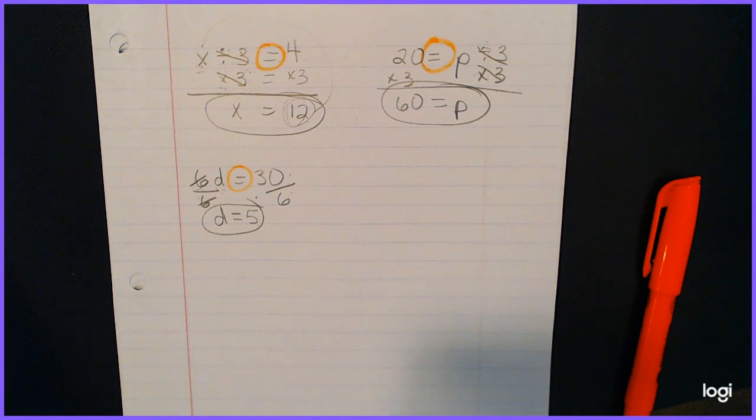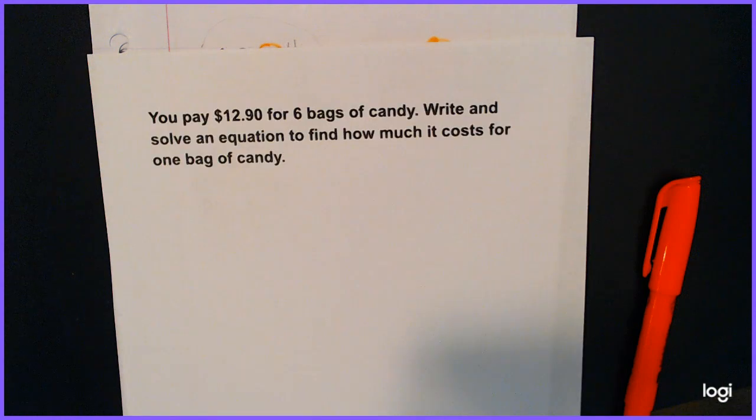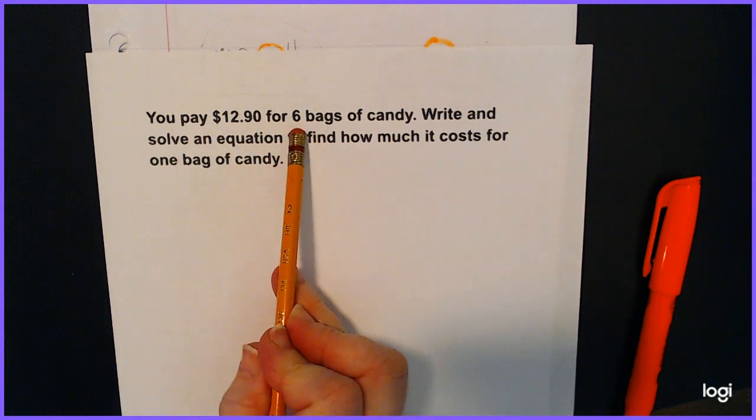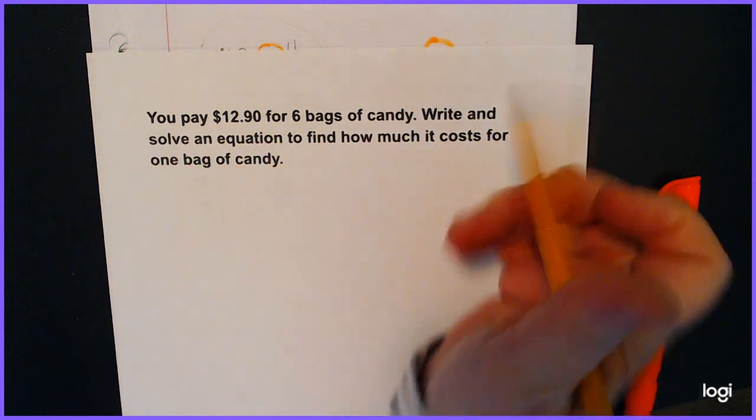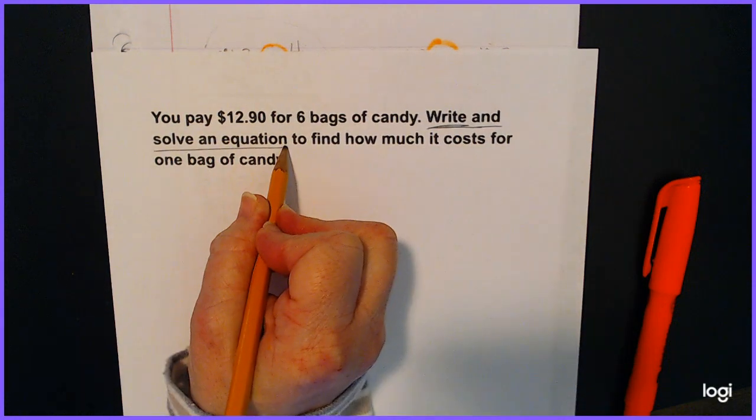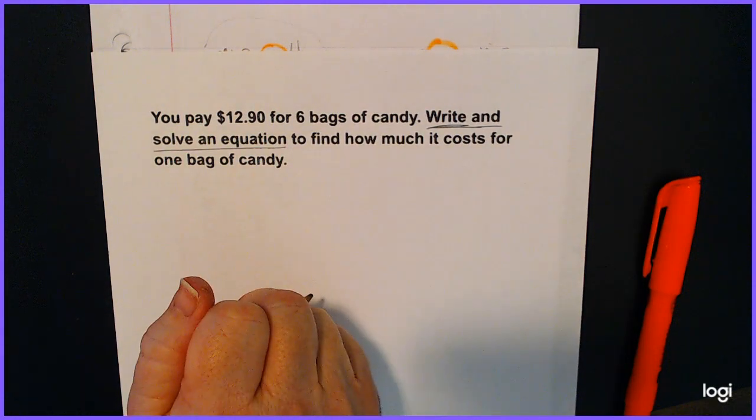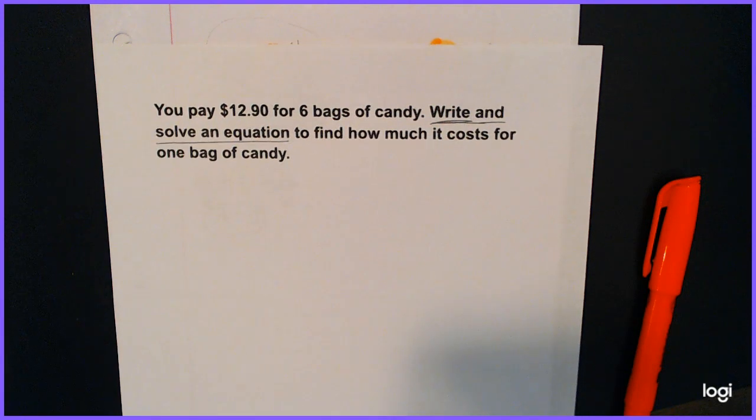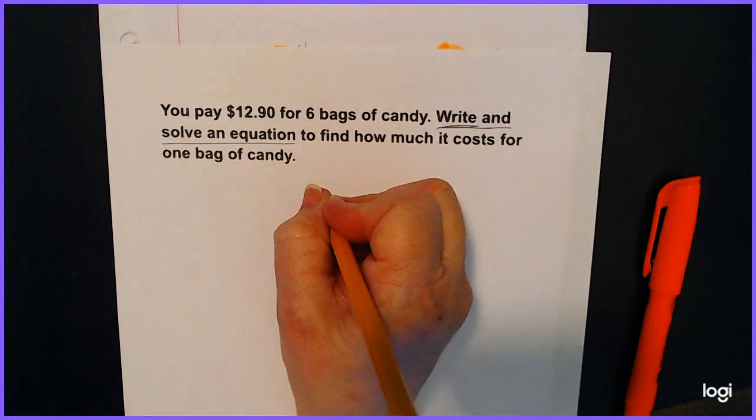You will have one story problem that I'd like for you to do on your exit ticket. Your story problem is going to look something similar to this. It says you paid $12.90 for 6 bags of candy. Write and solve an equation. So you have 2 things you have to do. We have to write and we have to solve it to find how much it costs for 1 bag of candy.